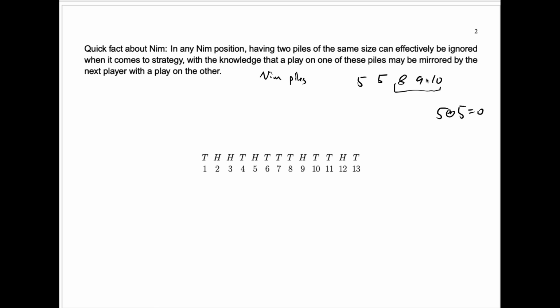Okay, now let's get back to the turning turtles position. This is the position we were looking at. How do you play turning turtles then? Well, you play it just the way you would play the corresponding NIM piles.